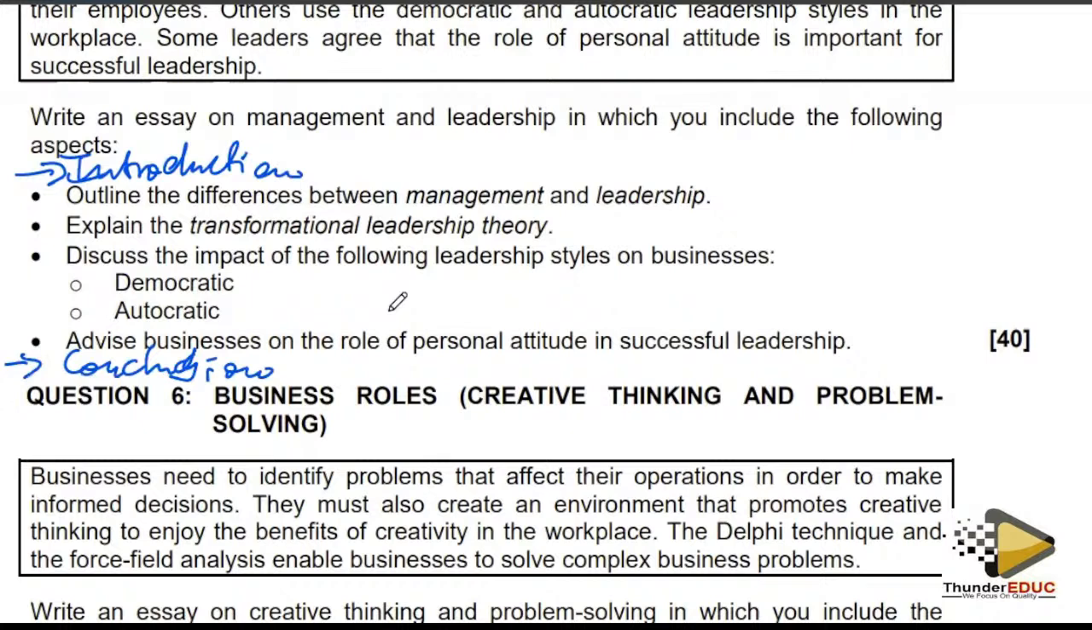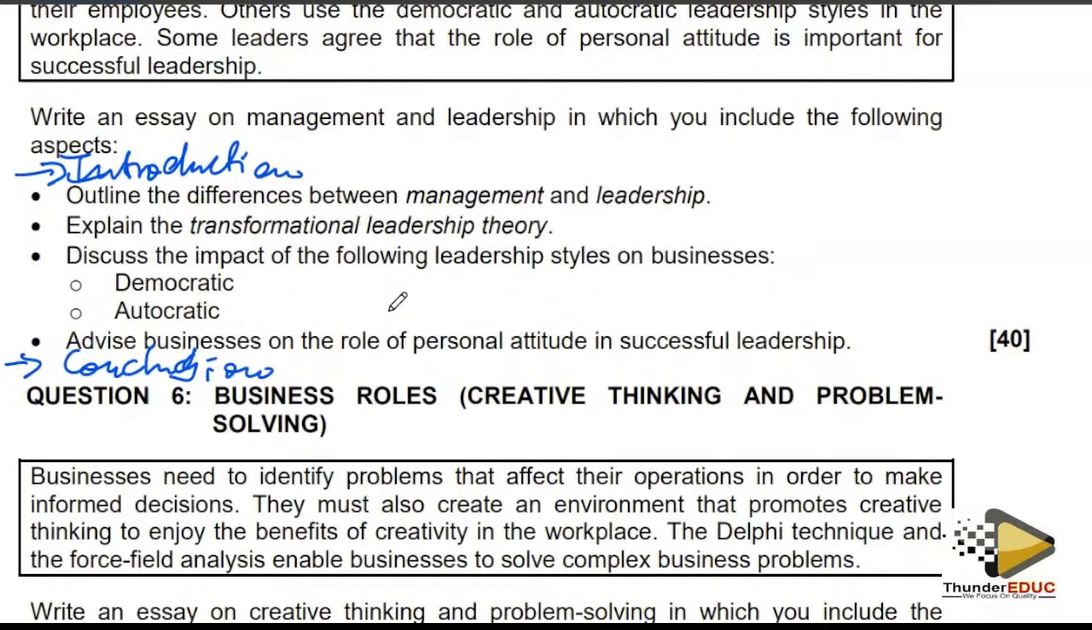So now, under management, remember management guides human behavior, and leadership influences human behavior. Also, management is task oriented. Leadership is people oriented. Management does things right, but leadership does the right thing.